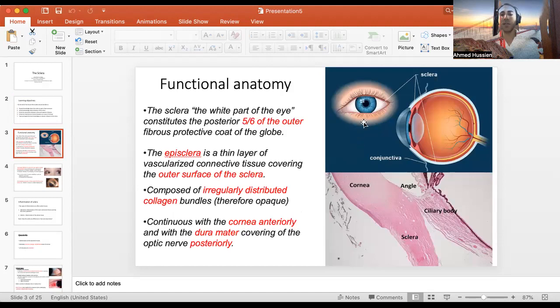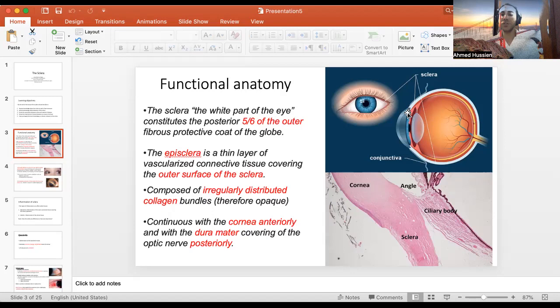So the sclera is the white part of the eye. This is the white part you see when you examine the patient's eye. This sclera with the cornea forms what's called the outer protective layer of the eye. The outer protective layer is composed mainly of the cornea and the sclera. The cornea forms the anterior 1/6 of this outer protective fibrous coat, and the sclera forms the posterior 5/6 of this coat. So again, sclera forms the posterior 5/6 of the protective layer of the eye.